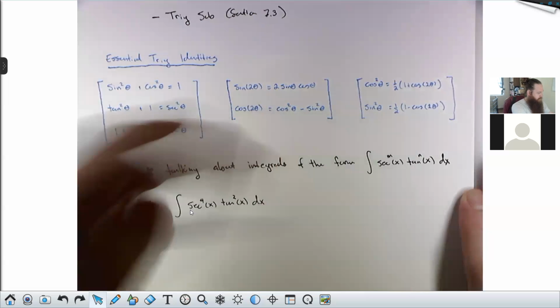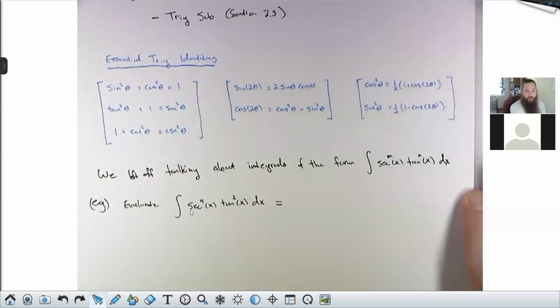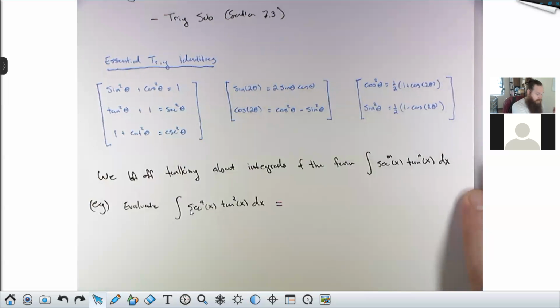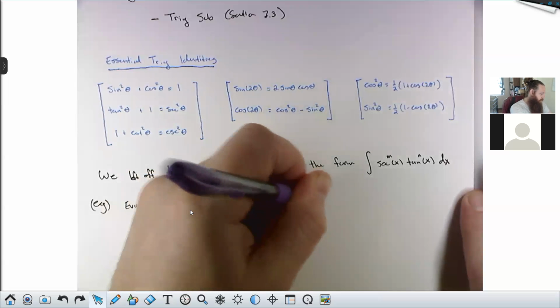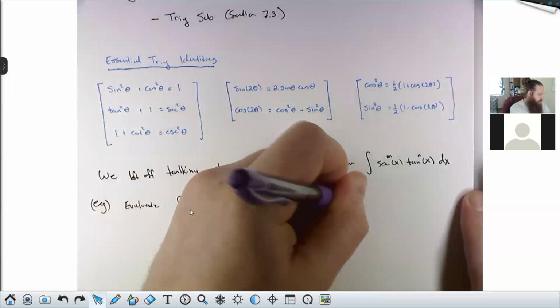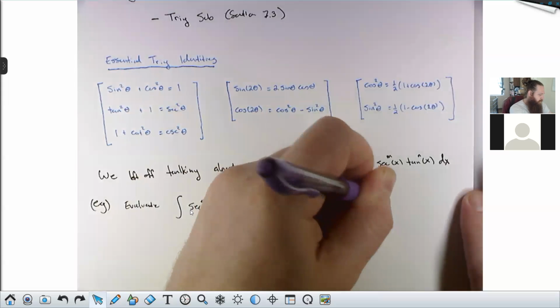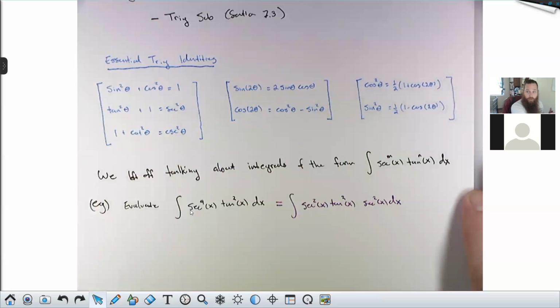So how do you do this? Like I said, the long game is to substitute for the tangent function. In order to substitute for the tangent function, I need 2 copies of secant that I can set over there with dx. So that will leave me a secant squared x tangent squared x here, and I set 2 of the secants over here with dx. Because I know when I sub u equals tangent x, du is going to be secant squared x dx. So I just set this aside.